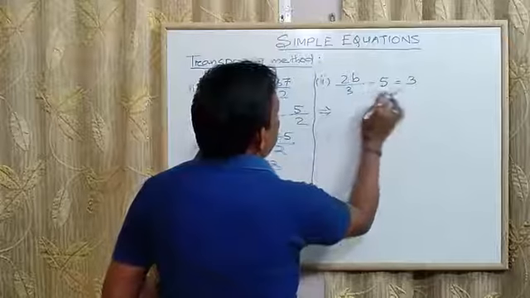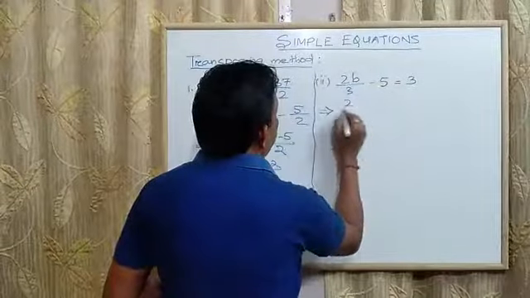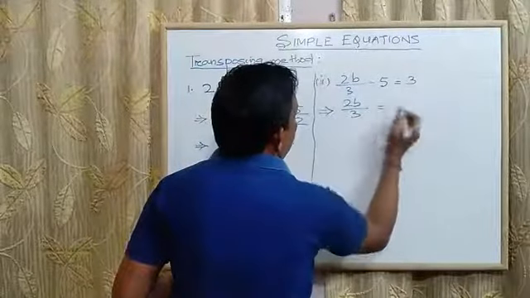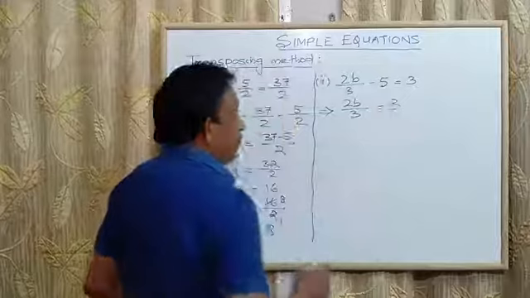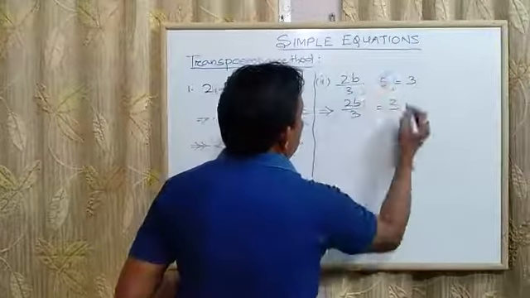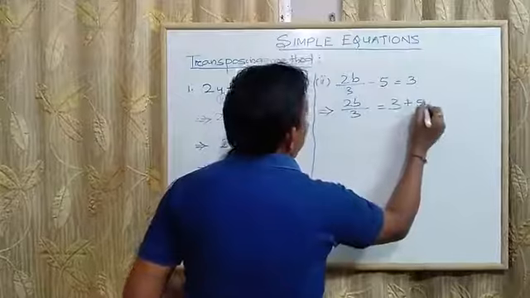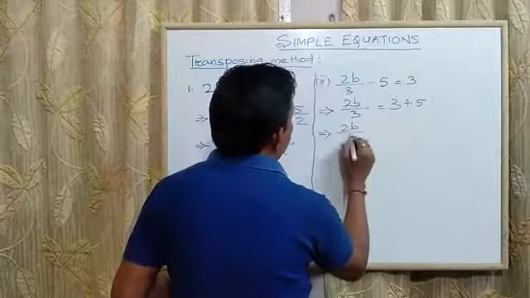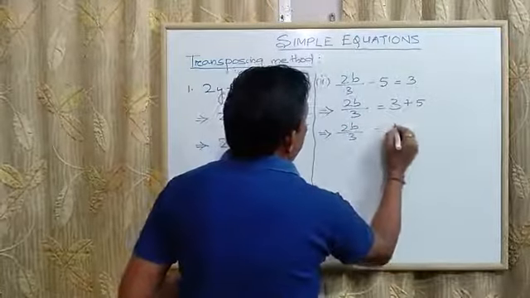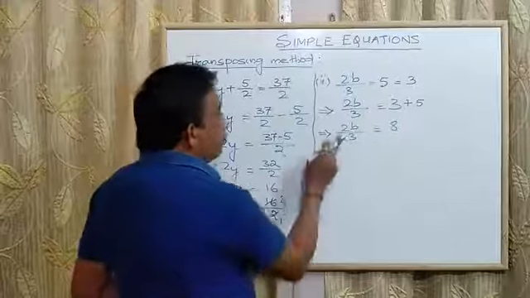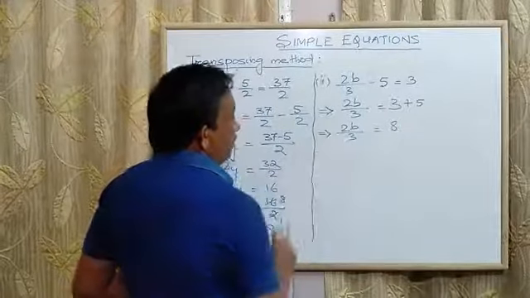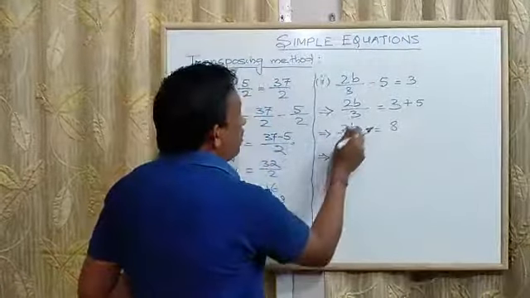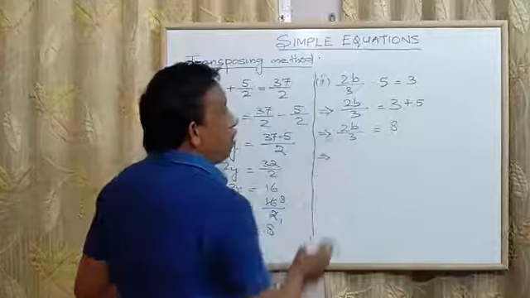I will first shift this term to the other side, so it becomes 2b/3 equals 3, which was already on the right hand side, and minus 5 goes to the other side and becomes plus 5. So how much does it become? 2b/3 is equal to 8. Now my target is to remove this 2 and this 3. 2b/3 is actually 2/3 into b, I can say 2/3 of b.